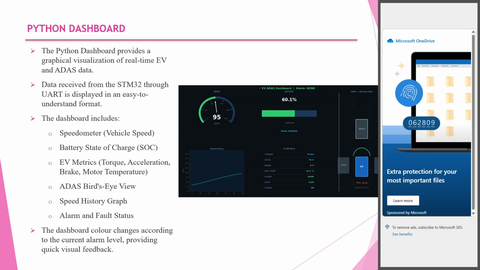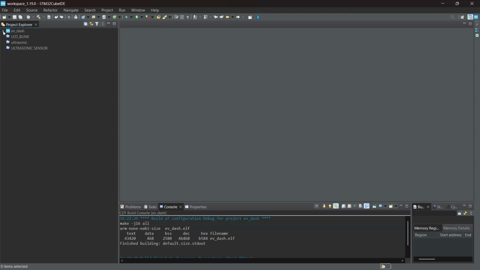Python dashboard. The Python dashboard provides a graphical visualization for real-time EV and ADAS data. Data is received from the STM32 through UART. It is displayed in an easy to understand format. The dashboard includes a speedometer and battery SOC, EV metrics like torque, acceleration, brake, motor temperature, ADAS bird's eye view, and speed history graph. It will also show alarm and fault status. Here we can see the EV dashboard.